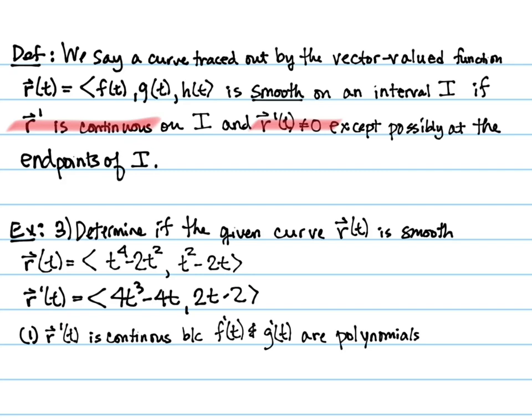Our second piece is to determine if they are not 0, right? So we want to figure out if r prime of t is equal to 0 anywhere. So we want to, in particular, take a look and see if we get the 0 vector, right? So we want to look to see if 4t cubed minus 4t is equal to 0 at the same time when 2t minus 2 would equal 0. They are going to equal 0. The question is whether or not they do it at the same time, because that would give us our vector being 0. Now, the second function actually is easier to solve, right? 2t minus 2 equals 0. So if I solve this, what is t?